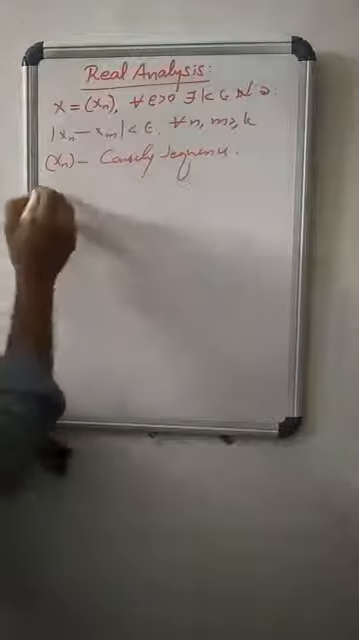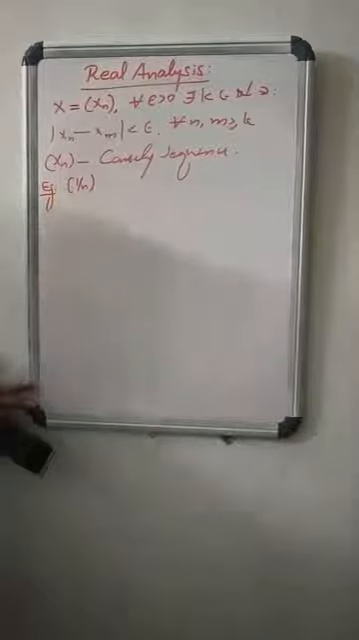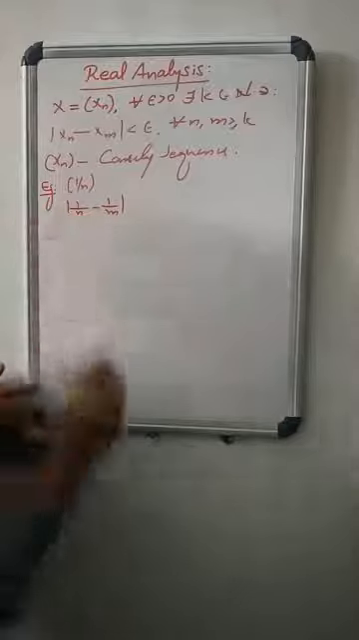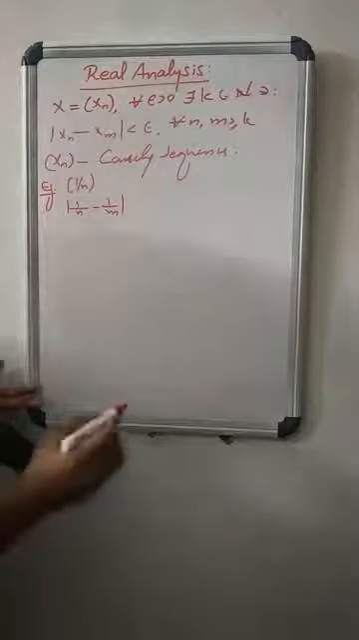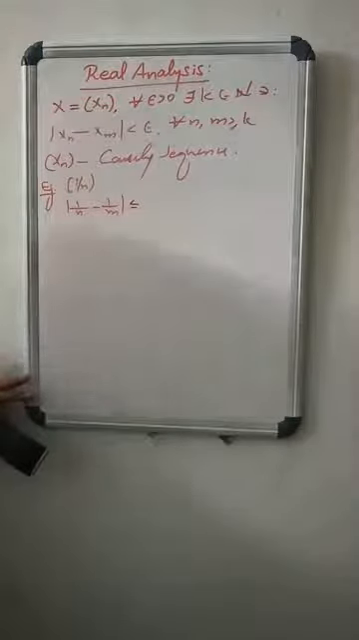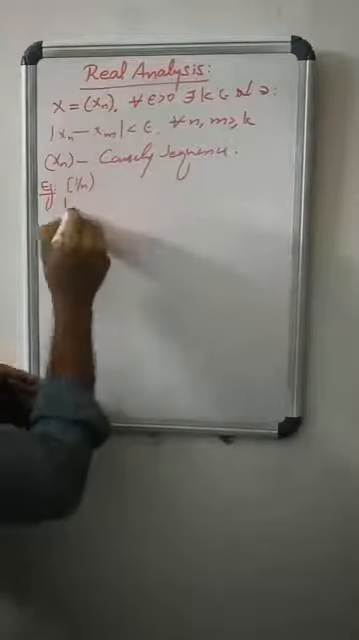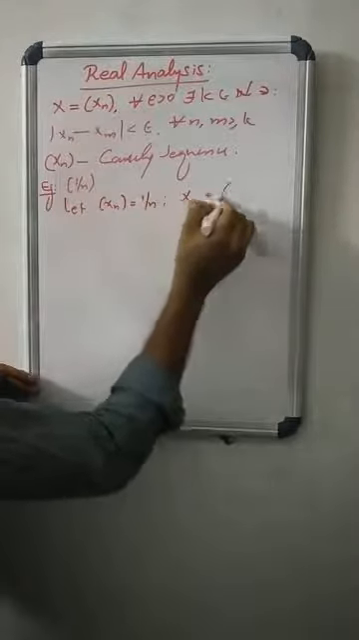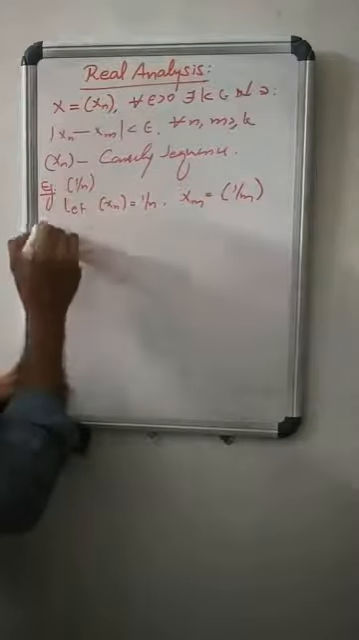For example, consider the sequence 1 by n. The sequence 1 by n is a Cauchy sequence. How? What about modulus of 1 by n minus 1 by m? It is less than or equal to 1 by n plus 1 by m. Let xn equals 1 by n, so xm equals 1 by m. Let epsilon be positive.